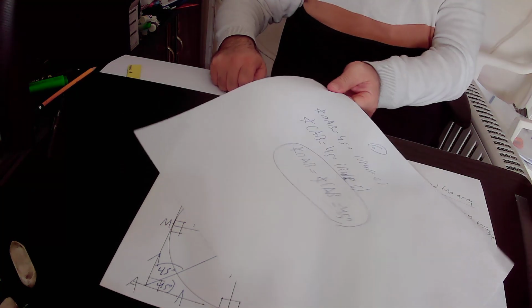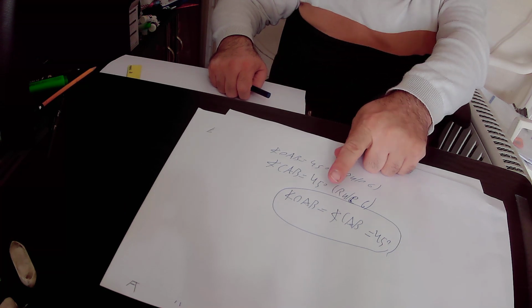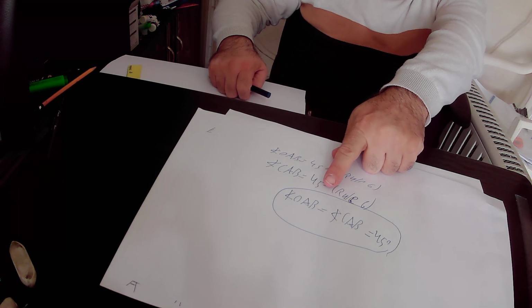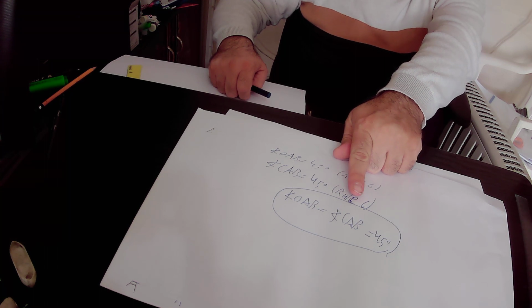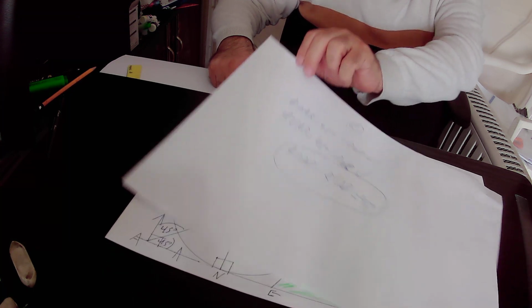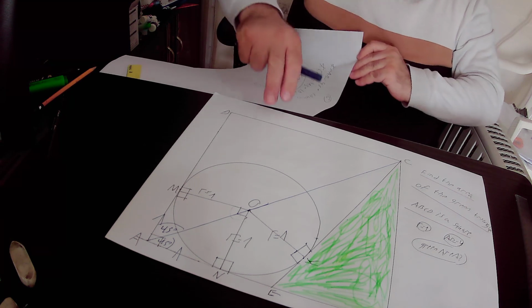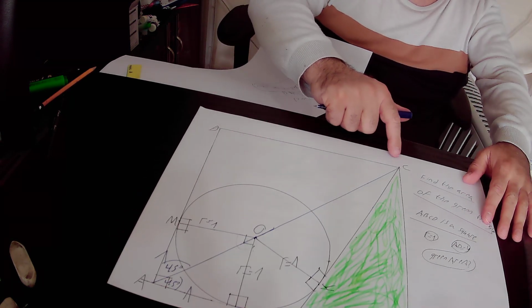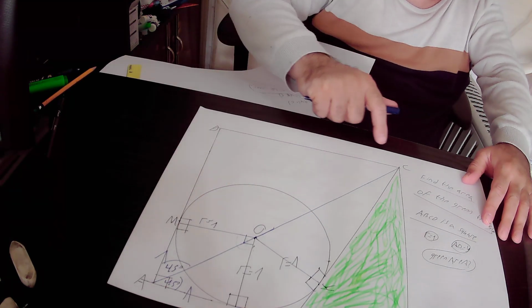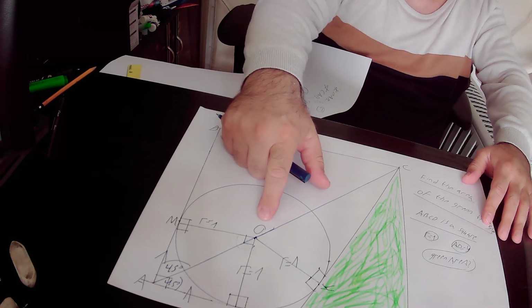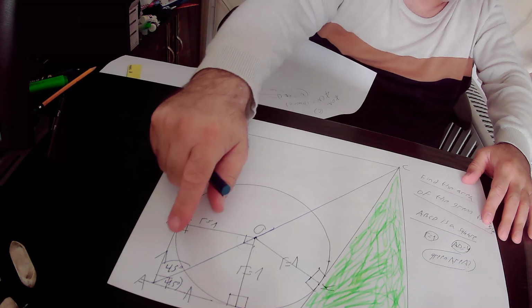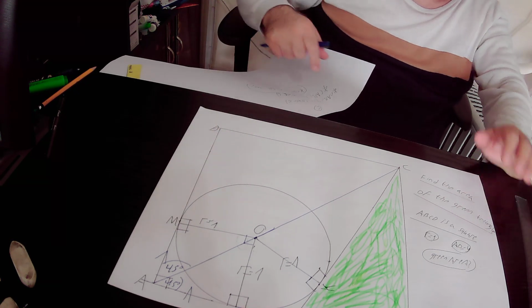And from the fact that those two angles are equal to each other, from the fact that angle OAB is equal to angle CAB, we will conclude that diagonal CA of square ABCD passes through point O. Okay, diagonal CA passes through point O.